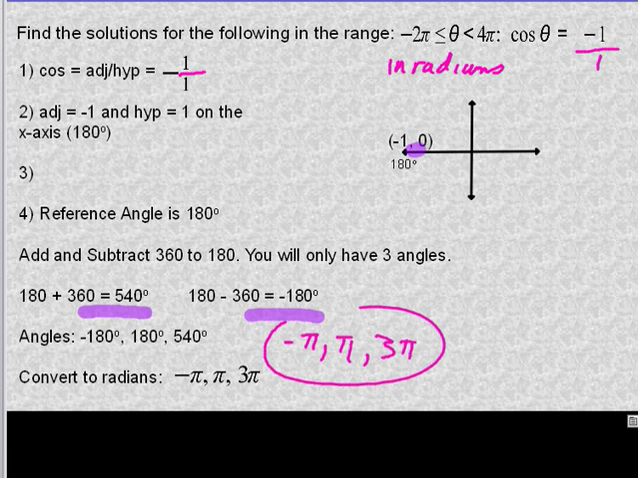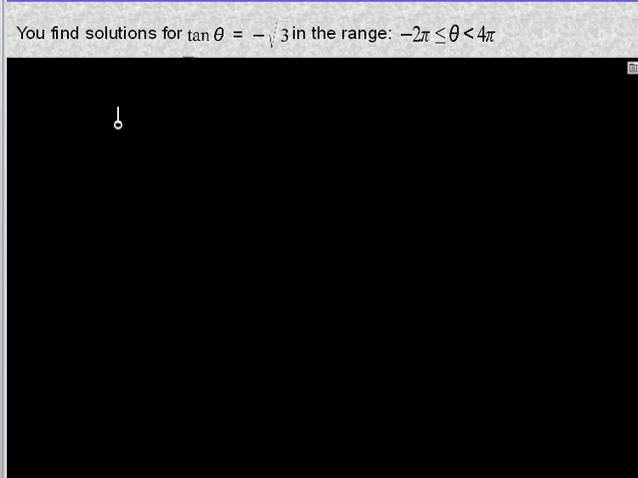All right, so I would like you to practice this. Tangent of theta is equal to negative square root of 3 in the range negative 2 pi to 4 pi. So your answers should be in radians. You should try that one out and then check your answers in class.